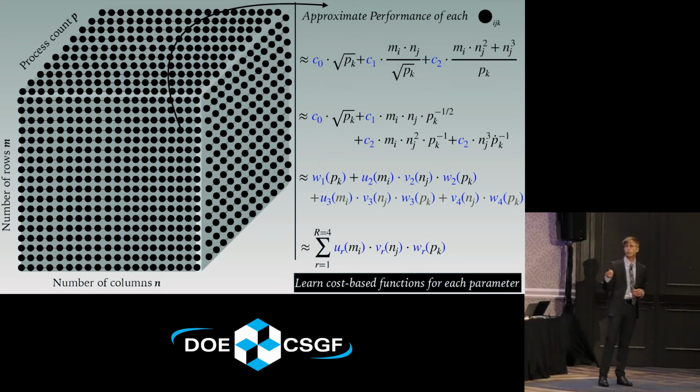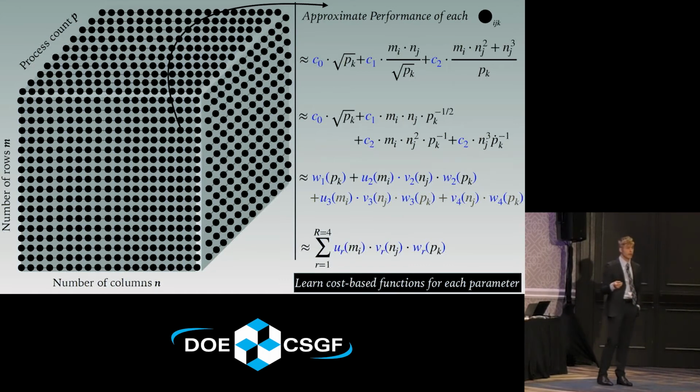So blue symbols reflect solved parameters, and black text reflects input parameters. And we want to systematically transform this linear regression model into a summation of products of latent functions. So at the very bottom, we have this summation of functions, UR, VR, and WR. We do not know what those are, so we want to learn these cost-based functions for each parameter.